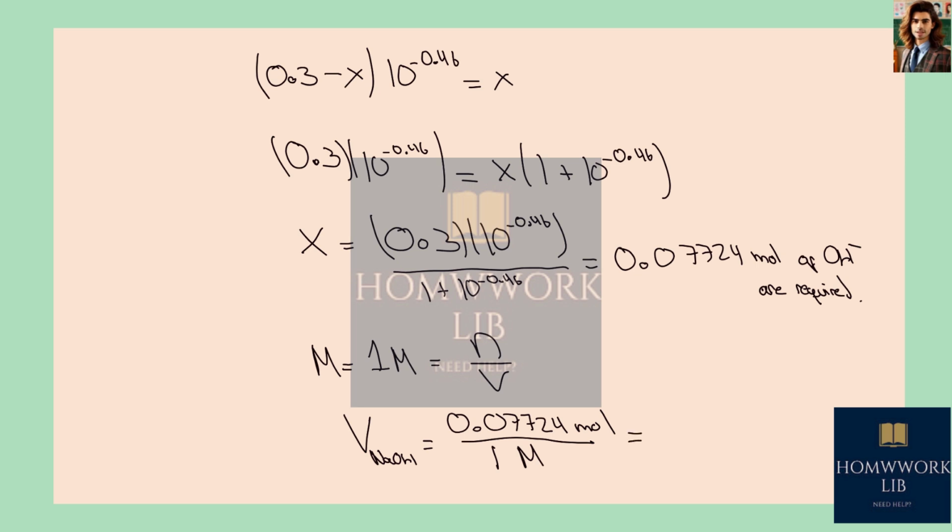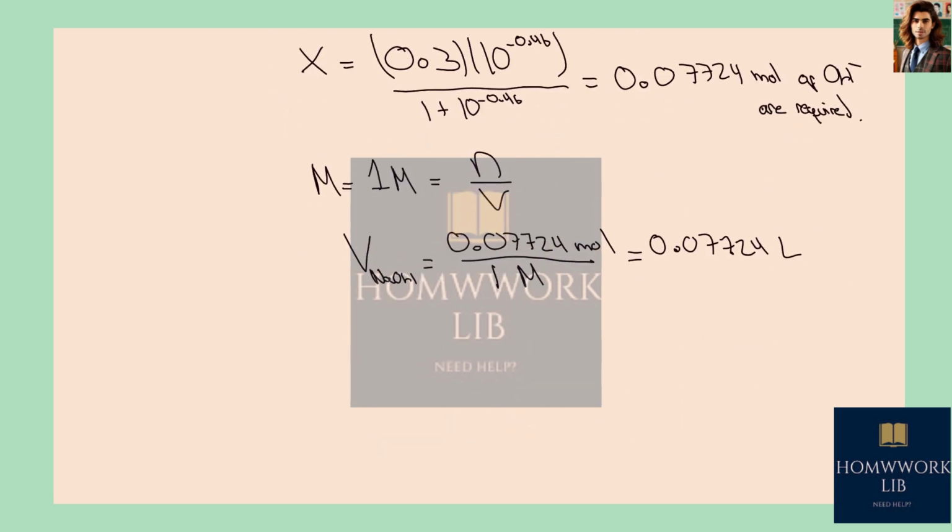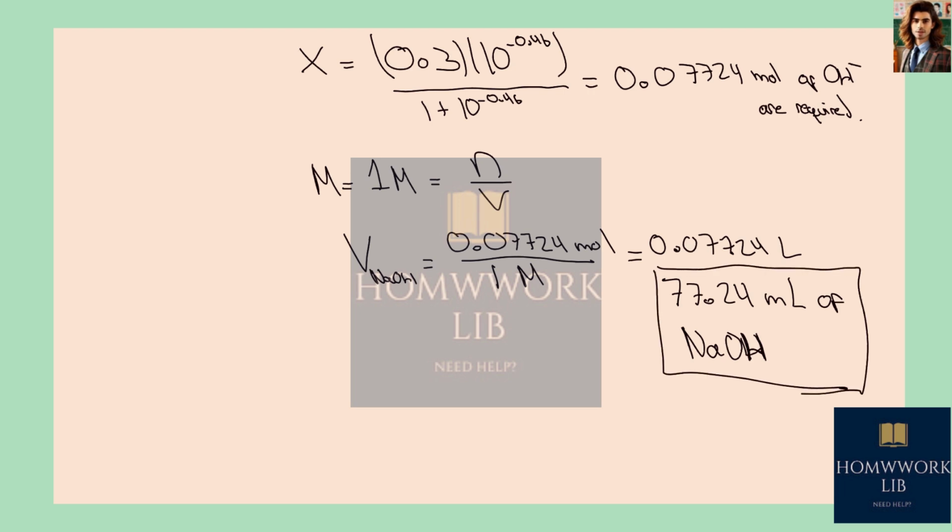So the result stays the same, or we can express it as the same thing in milliliters, right? So this is 0.07724 liters, which is equal to 77.24 milliliters of NaOH. And that is the final amount that we need to add into our solution.